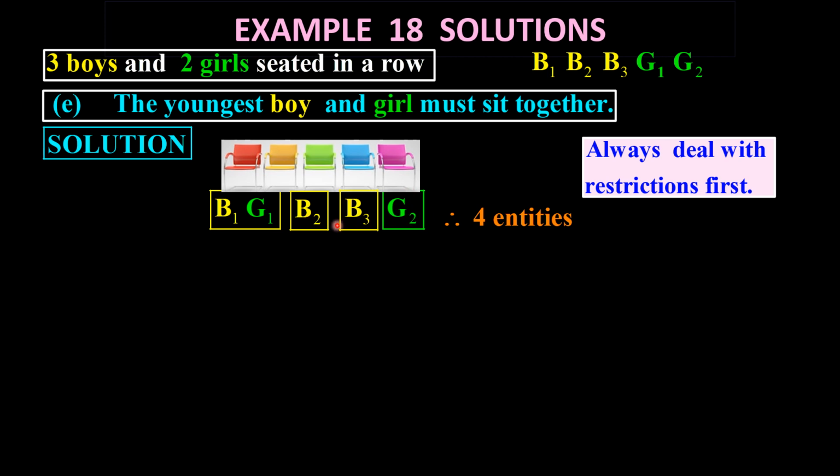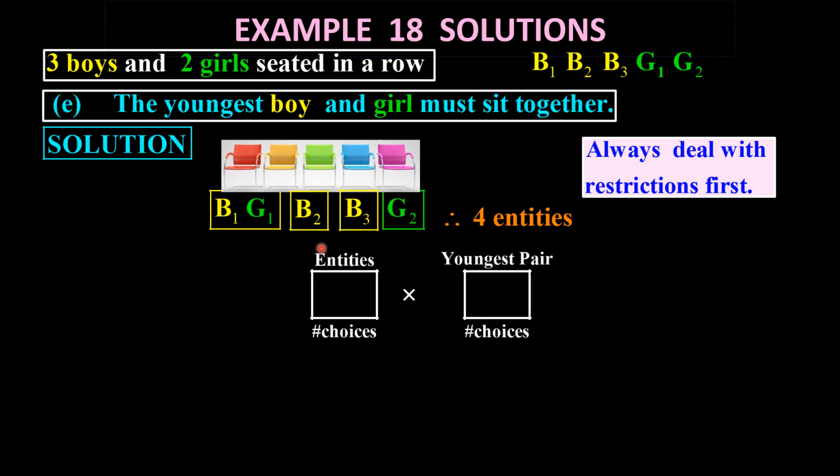So it's 1, 2, 3, 4. So we actually have 4 objects that need to be arranged. How many ways can 4 objects be arranged? All of them must be, then it will be 4 factorial.